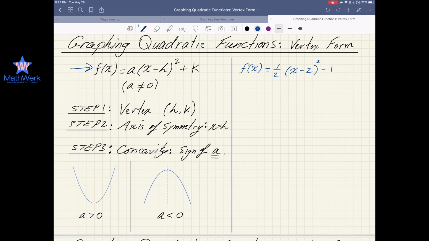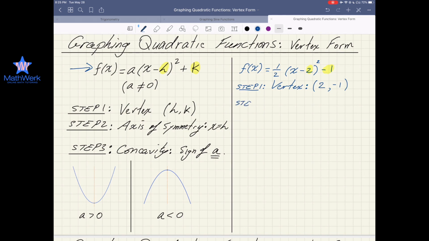In step 1, we're going to look at the vertex. That's the lowest or highest point. And the vertex in vertex form is actually very easy. It's just (h, k). And here we have h, and for us, that number is 2. Okay, remember to switch the sign. So that's 2 for the x coordinate. And the y coordinate is the number that's added out here, which is k. And in our case, that number is -1. So the vertex is (2, -1).